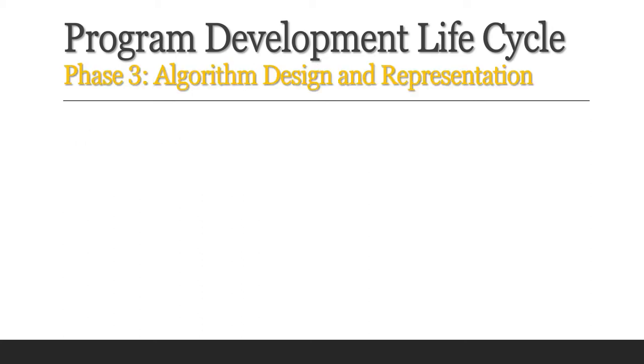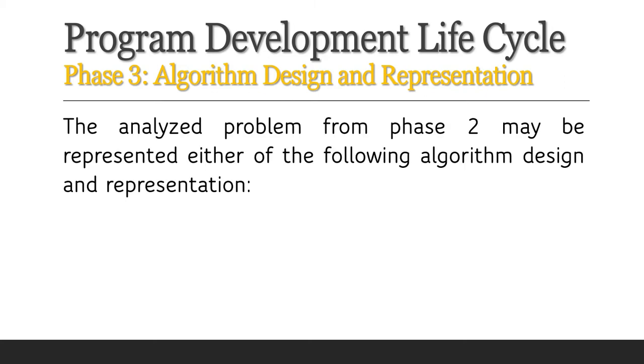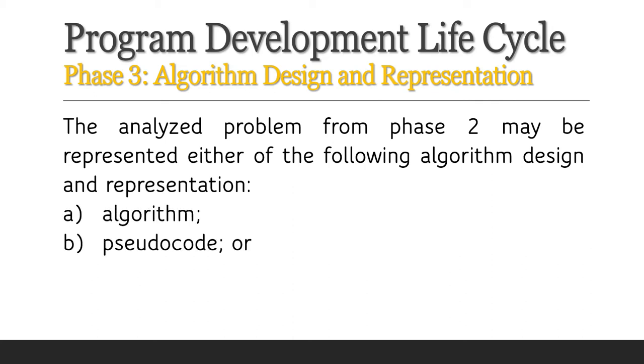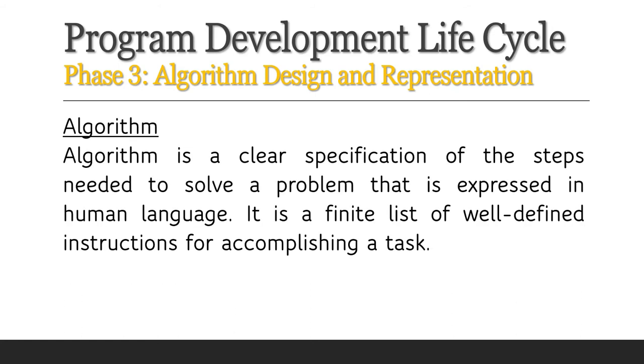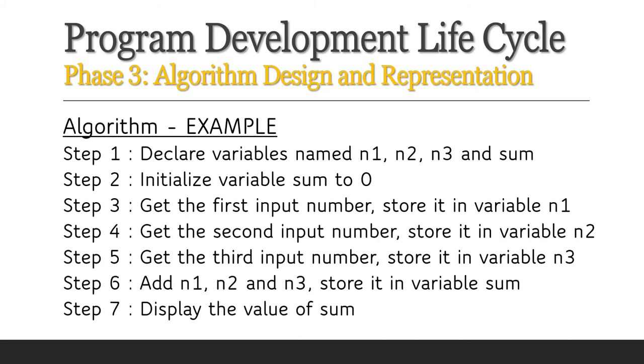Next phase is the algorithm design and representation. In this phase, you could choose one from the following: algorithm, pseudocode, or flowchart. Let us discuss them one by one. An algorithm is a clear specification of the steps needed to solve a problem. This is expressed in human language. An example would be, based on our problem defined earlier, we go through these steps one by one until such time that we come up with the output.